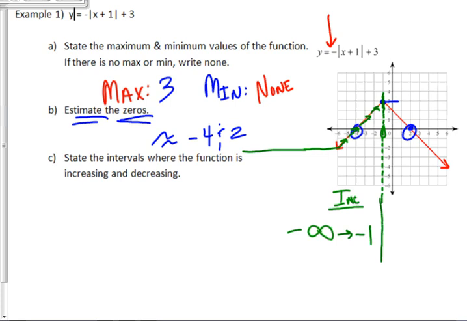So we continue past that, and it's going to show us a decrease. So from this point right here at negative 1, this graph starts to decrease. From negative 1 all the way out to positive infinity. The reason why positive infinity, that graph goes on forever and ever. So that would show us the decrease of the graph.